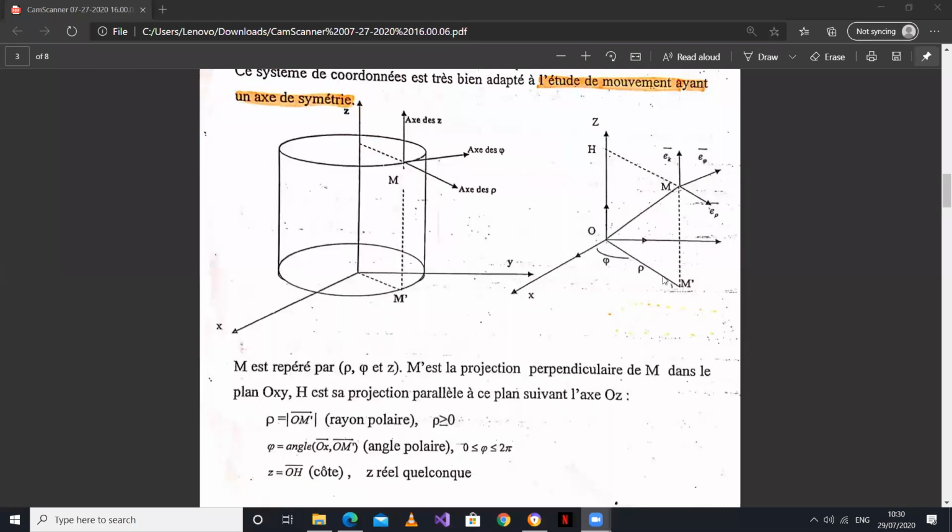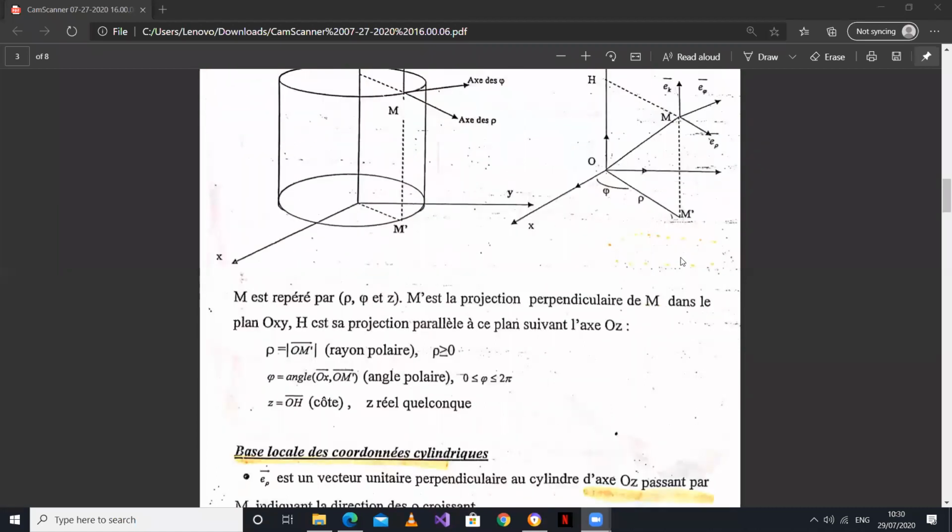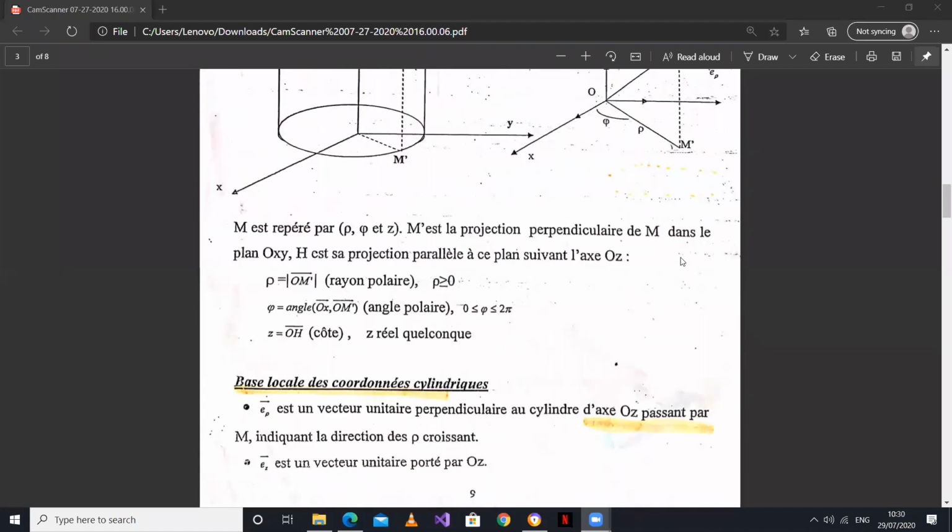It's just from O to M prime, it's rho, suivant E rho, and from M prime to M is Z, the Z coordinate, suivant K. Is it clear? All right, it's clear. Okay.